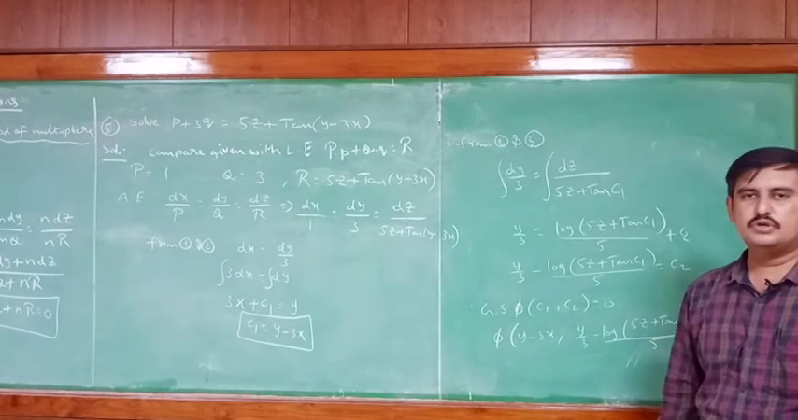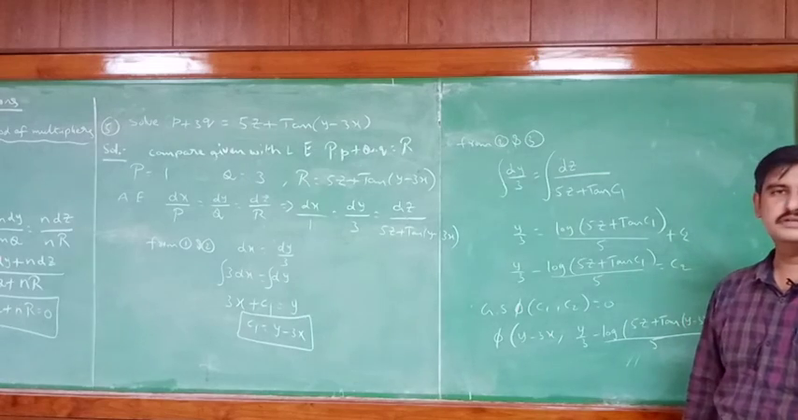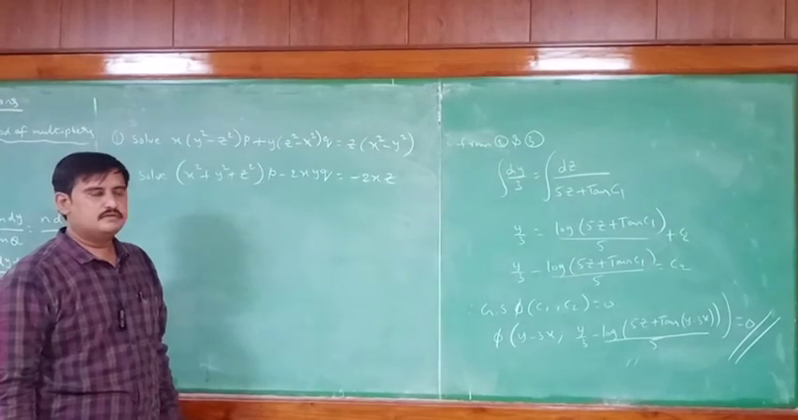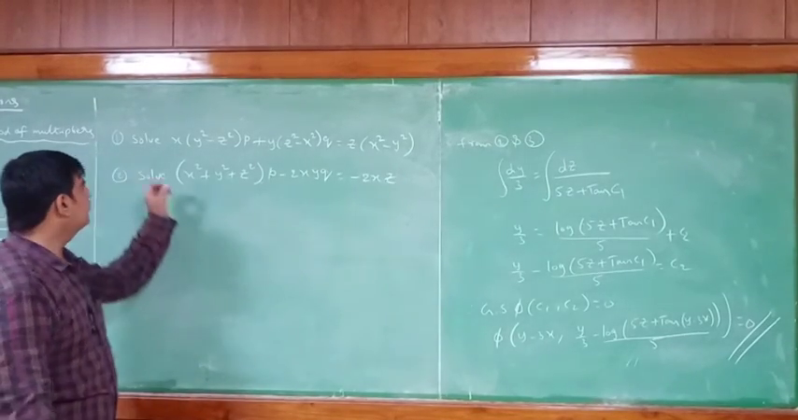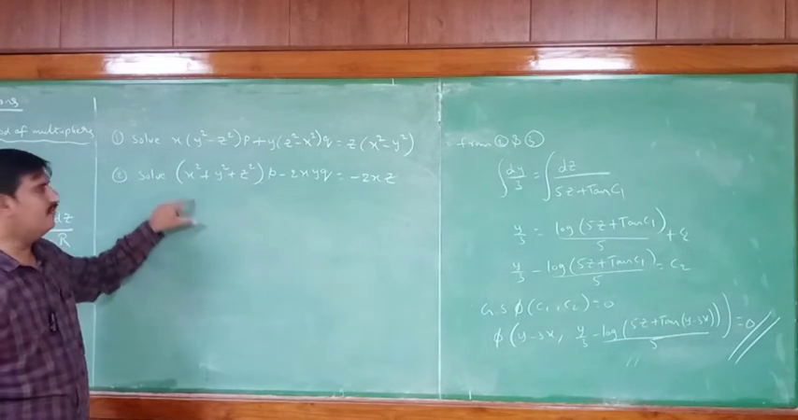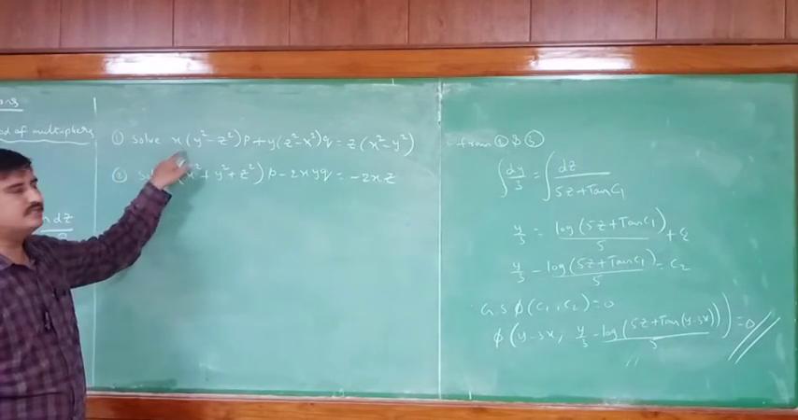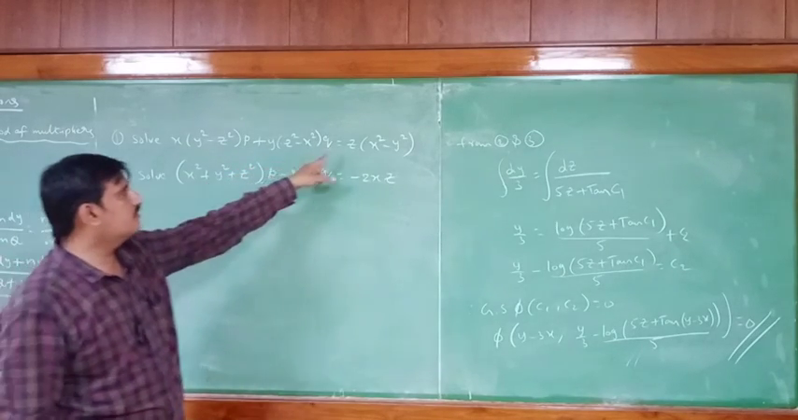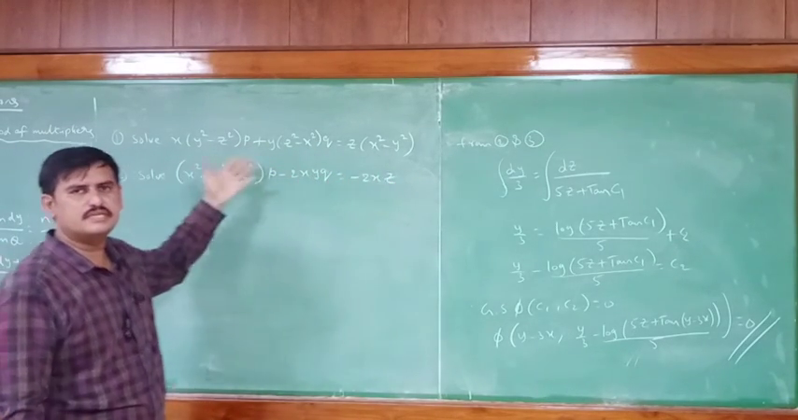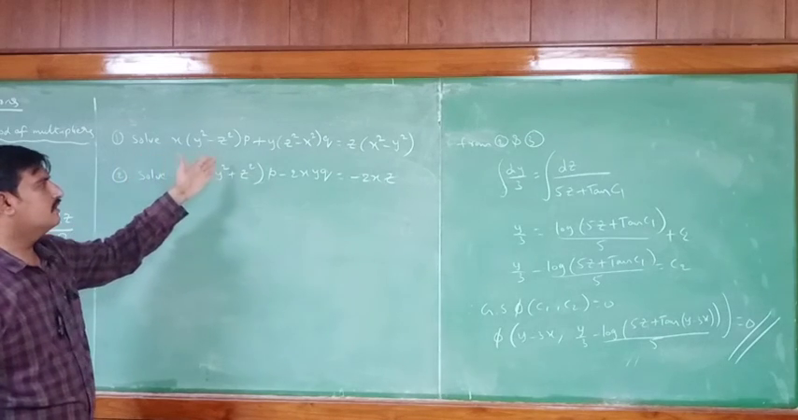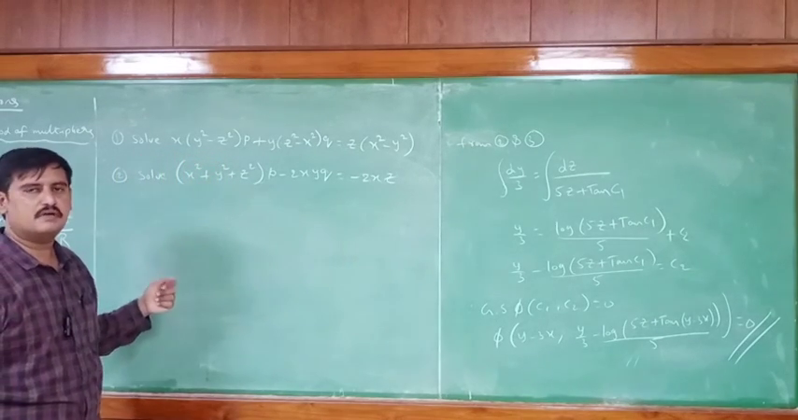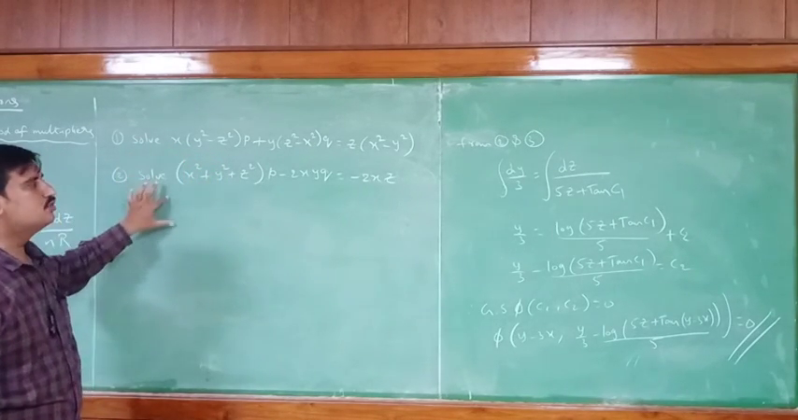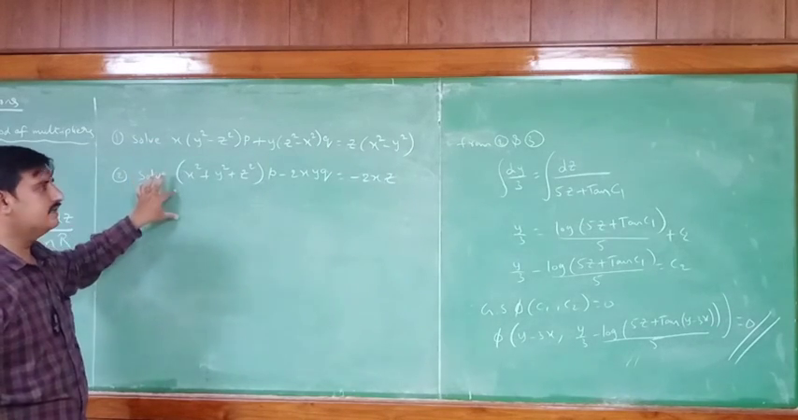I will give you 2-3 problems for homework. We completed that problem. Now, take these 2 problems for homework. What is the first problem? Solve x into y square minus z square into p plus y into z square minus x square into q is equal to z into x square minus y square. Using Lagrange's equation, use the method of grouping or the method of multipliers. Try to solve these two problems and send me the mail.